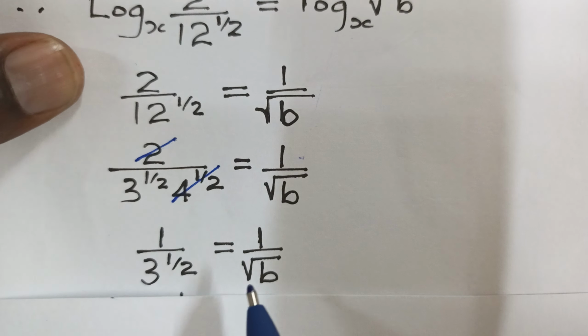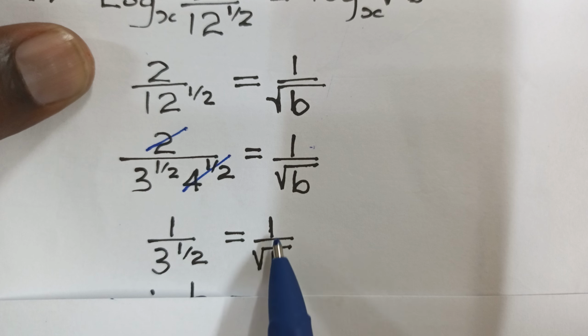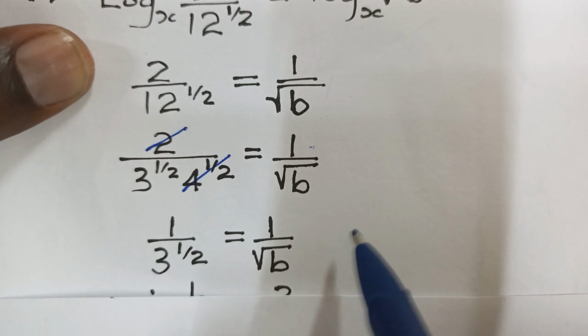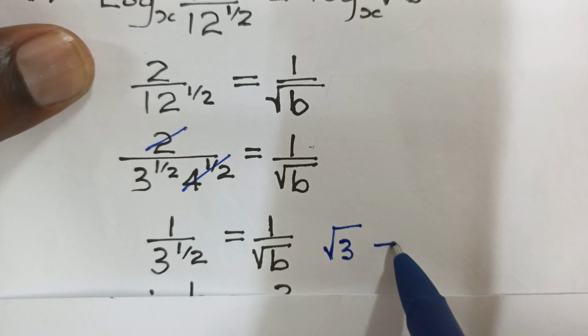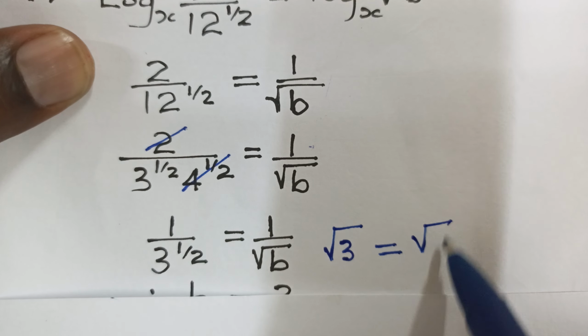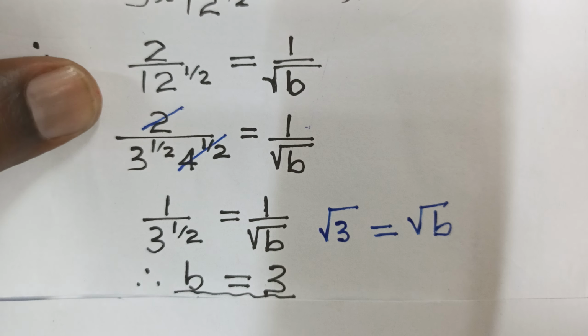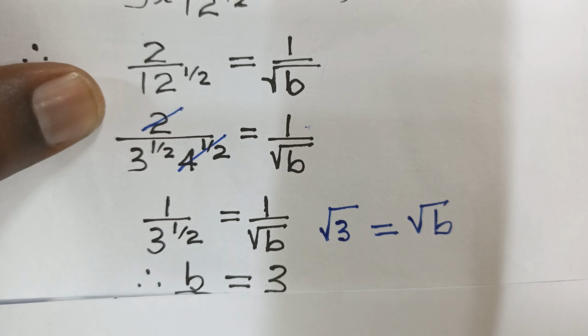And then we are left with 1 all over 3 raised to a half is equal to 1 all over square root of b. And so this means that the square root of 3 is equal to square root of b. And therefore, 3 is supposed to be equal to b. And this is our solution. Thank you, guys, for listening to me.